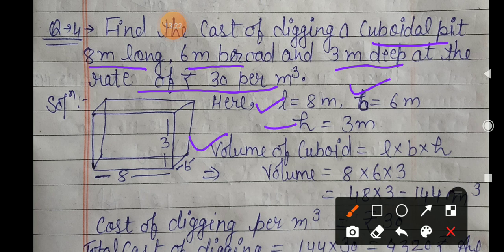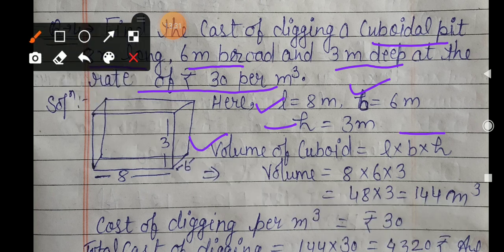The formula of the volume of a cuboid is L into B into H, and then you have to put here the values of L, B and H and find the volume of the pit. So L is 8, B is 6 and H is 3, and then multiply it, and then you find the volume of the pit, that is 144 meter cube.